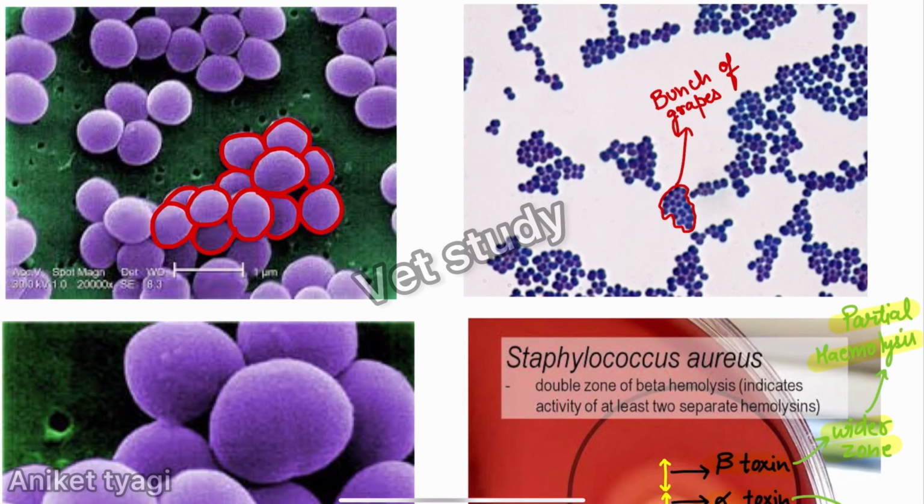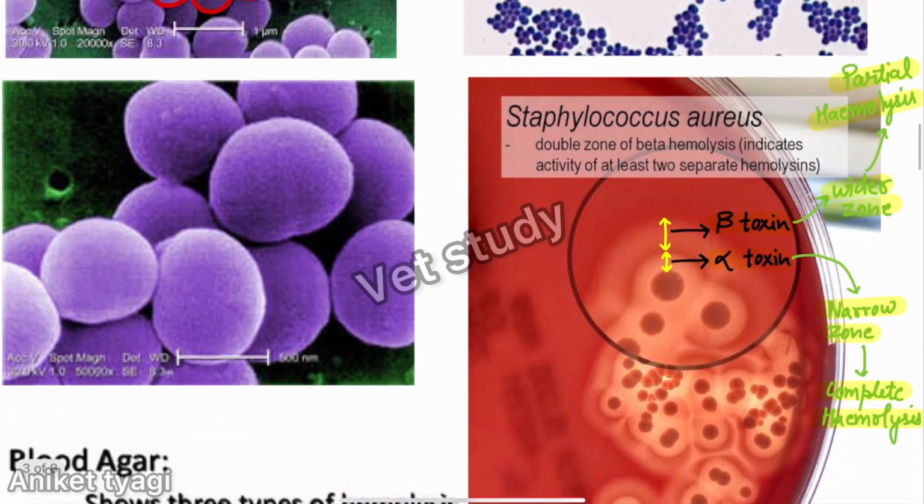Now we'll look at some important images of Staphylococcus. In the first image, as I have already discussed, the Staphylococcus is present in the form of bunches of grapes. You can see that Staphylococcus forms bunches of grapes. It mimics bunches of grapes, right? You can also see here that the Staphylococcus looks like a bunch of grapes, and this picture also depicts the same thing.